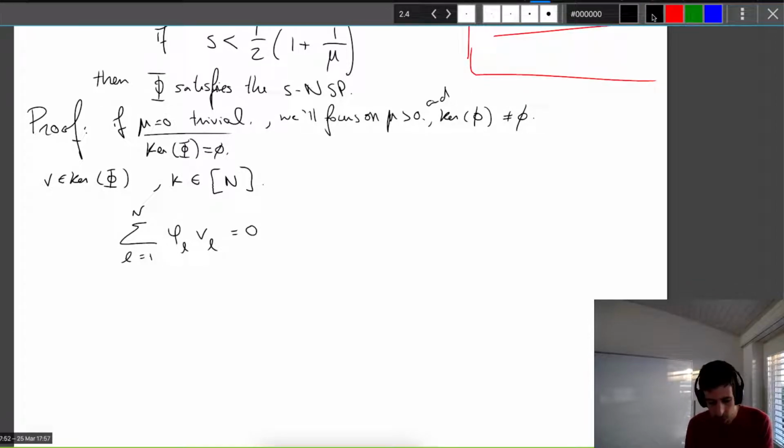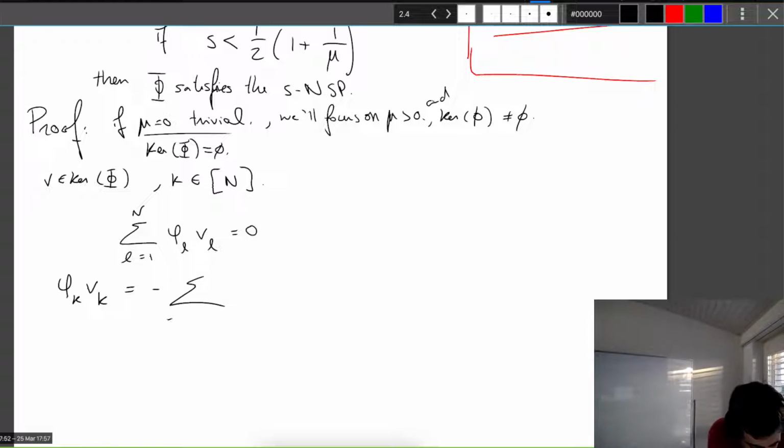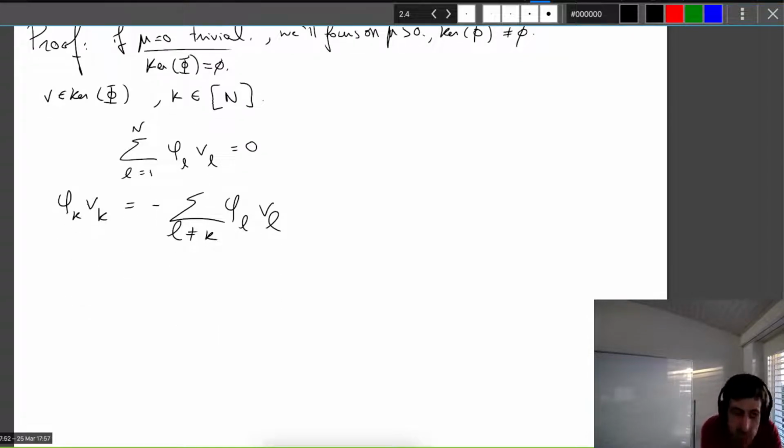Okay, so now the proof is actually quite simple after we set it up. We have this, because v is in the kernel. So what does this mean? This means in particular that phi k, v k, is equal to minus the sum over all l different than k of phi l, v l. I'm just sending all the others to the other side.